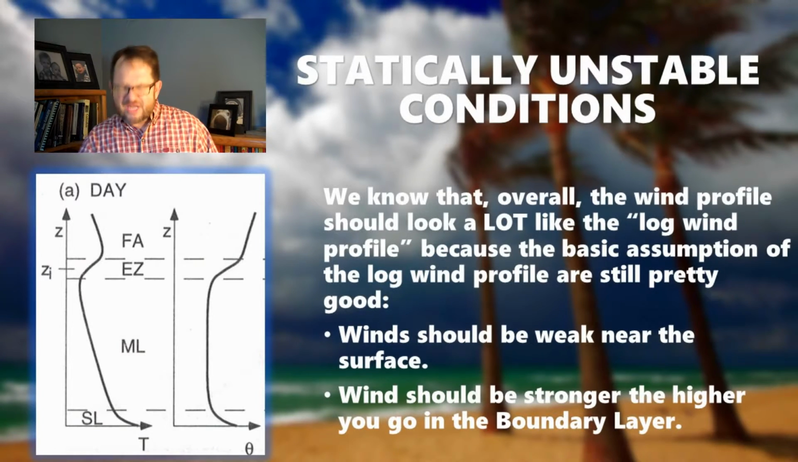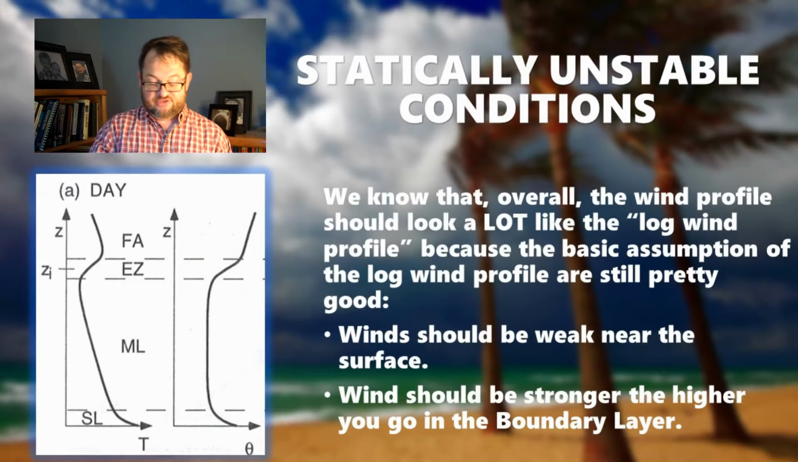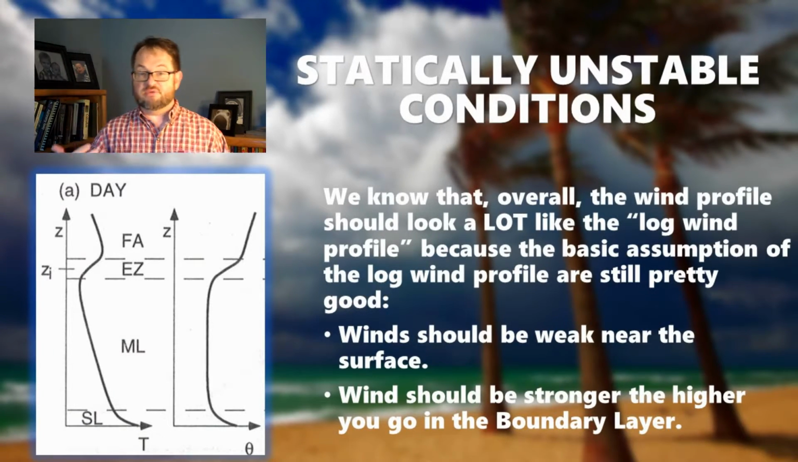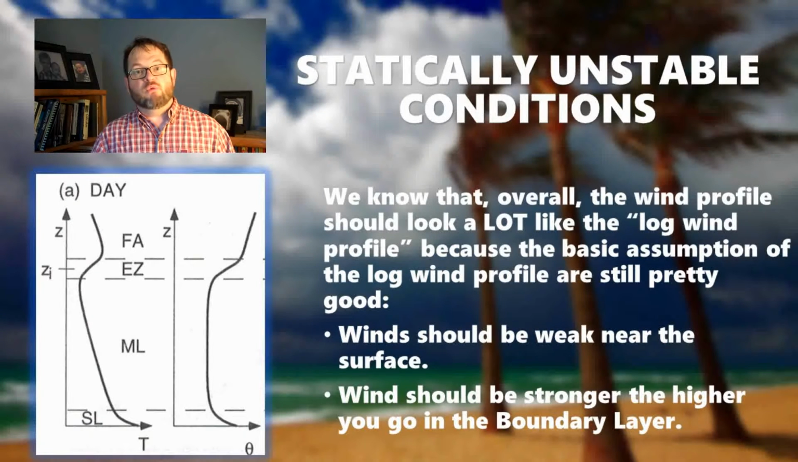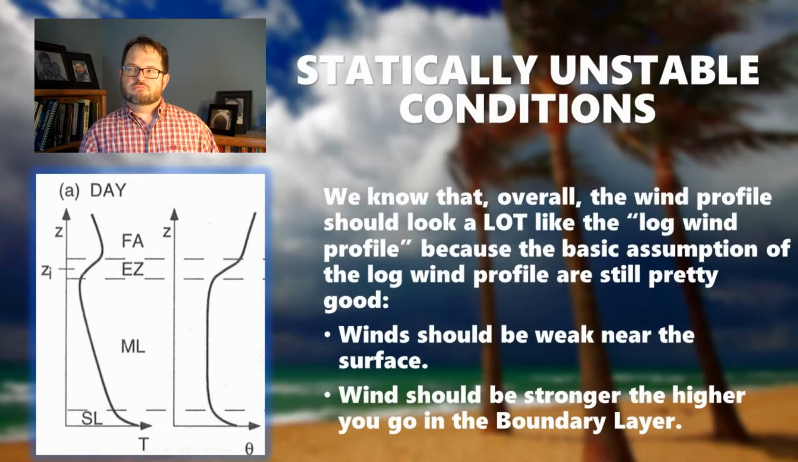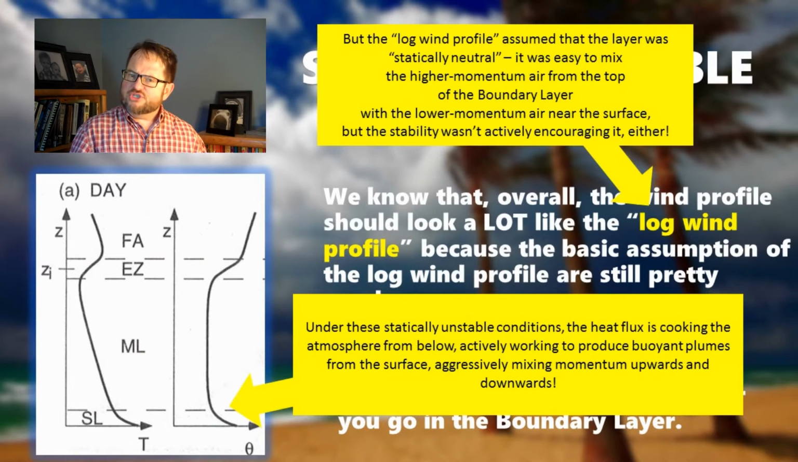Once again, we want to think about the log wind profile, because the log wind profile is just such a handy tool. And again, the assumptions that we made behind it, things like the wind speed should be basically zero at the surface, the wind speed should be increasing with respect to height, that all seems pretty good. We just need to modify it to be like what we want to do for our unstable situation. Now remember, our log wind profile was assuming that the static stability was neutral for our layer.